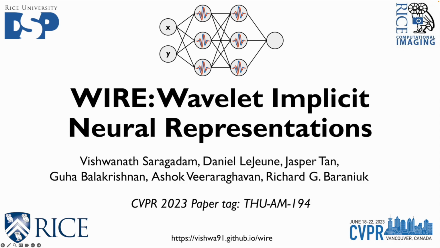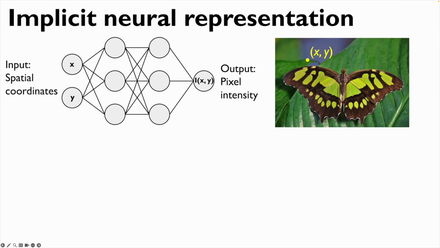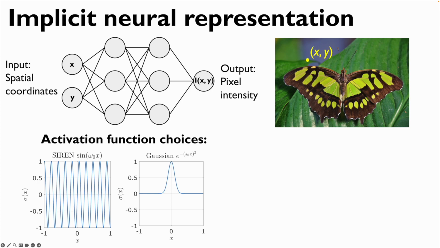By simply taking an implicit neural representation and replacing its activation function with a wavelet, we can greatly improve its accuracy, robustness, and performance. Implicit neural representations are neural networks that represent a signal, such as an image or a 3D volume, by generally taking in coordinates and outputting the signal values at those coordinates. Research has shown that the activation function plays a big role in the representation's quality, with, for example, sinusoidal or Gaussian functions being popular choices.